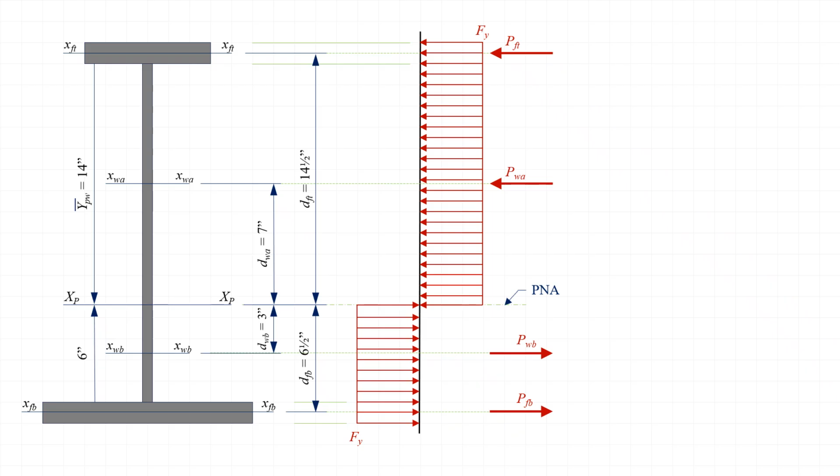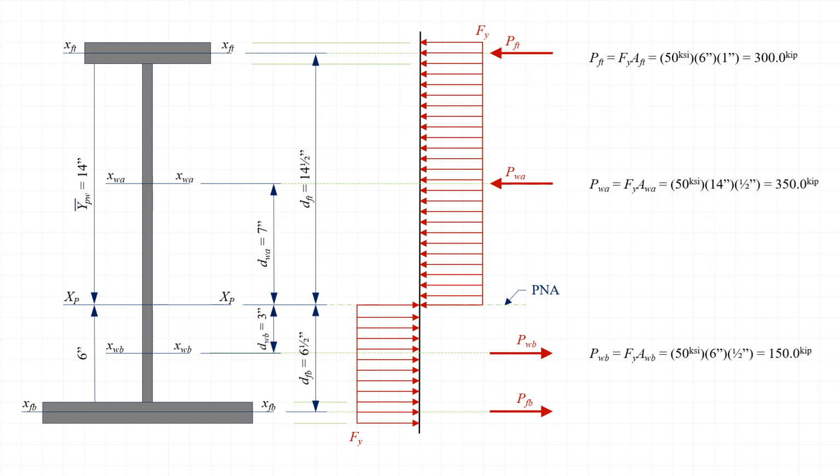Next, we'll move things around a little bit to give ourselves more space to work, and we can calculate the force resultant in the top flange as 50 ksi times a flange width of 6 inches times a flange thickness of 1 inch, which is equal to 300 kips. Next, we can calculate the force resultant in the web above the plastic neutral axis as 50 ksi times the depth of the web above the plastic neutral axis, 14 inches in this case, times the web thickness of 1/2 inch, which is all equal to 350 kips.